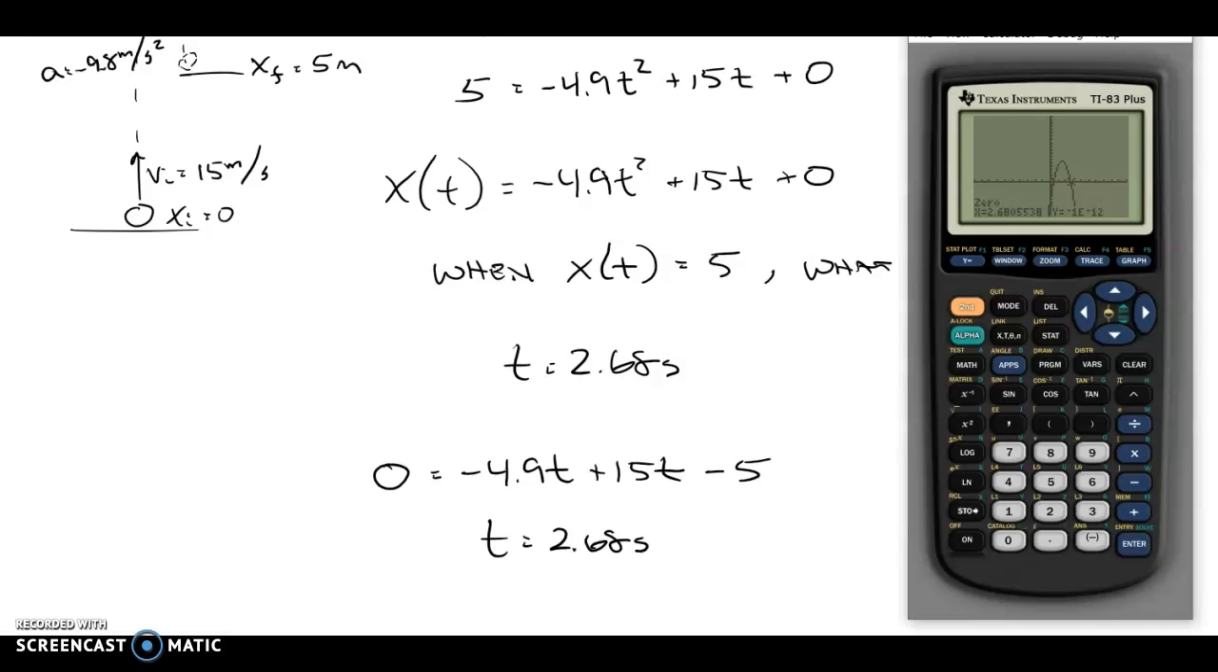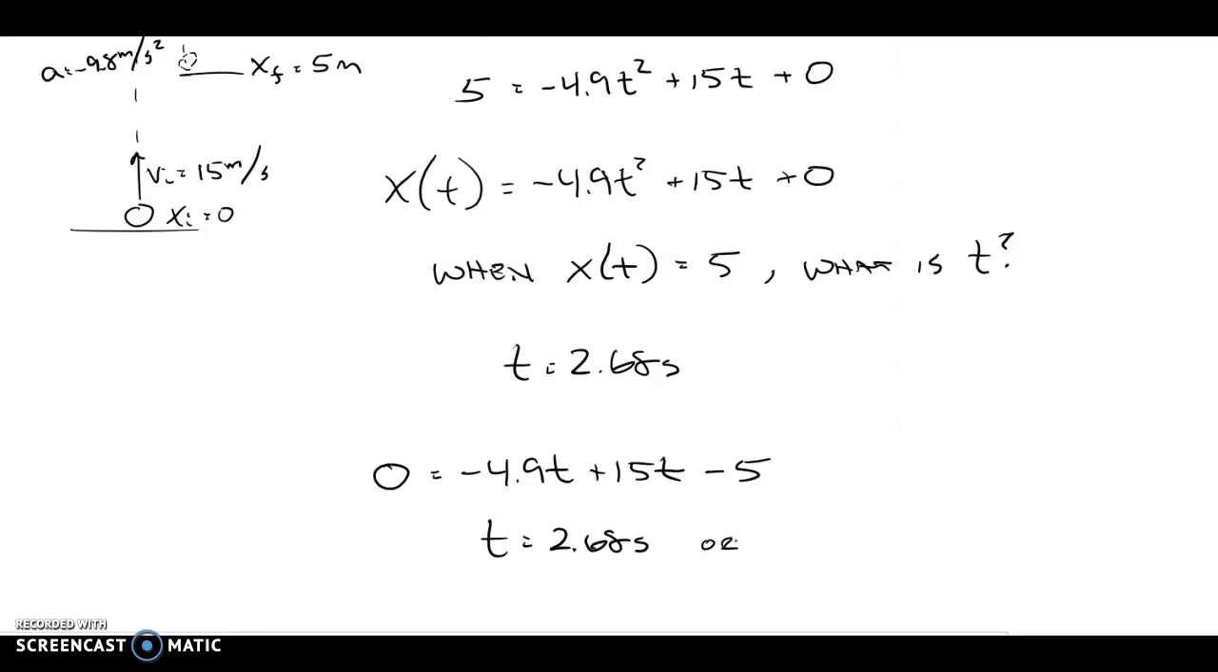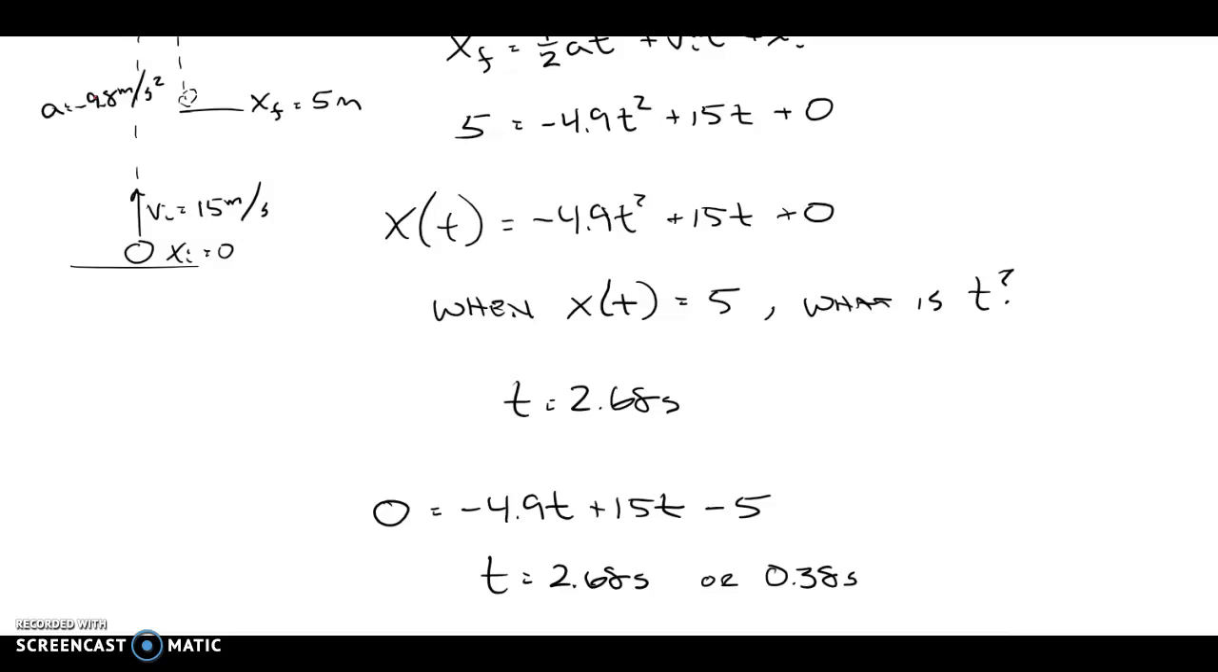Now, some of you realize there are actually two times associated with this. If I want to find that other time, second calc, 2 for zero, and I scroll to the left of the zero, which is going to be over here, the left bound, and then the right bound, and then back to the zero, I get 0.38 seconds. So I actually get two positive times, one of which is on the way up, 0.38 seconds, and the other one is on the way down, 2.68 seconds.